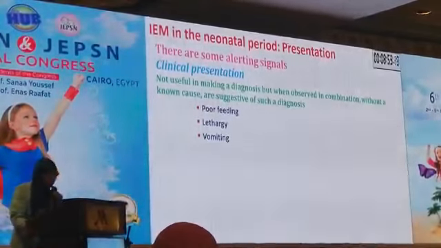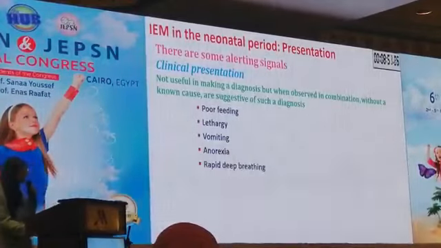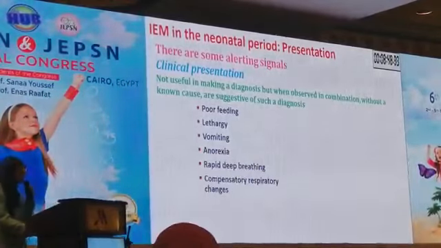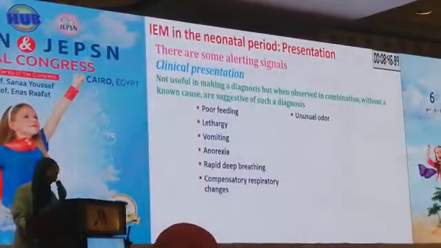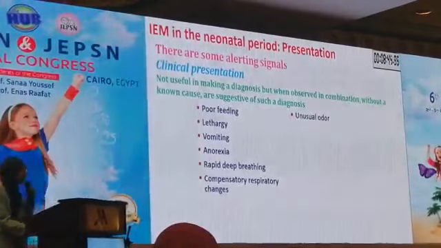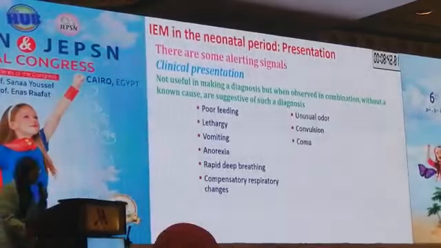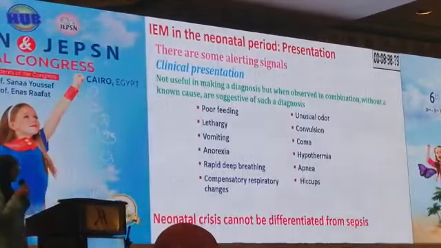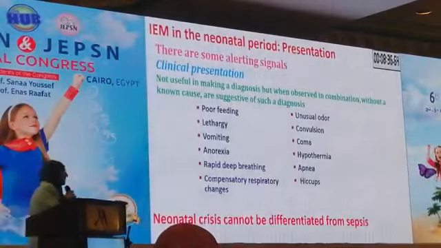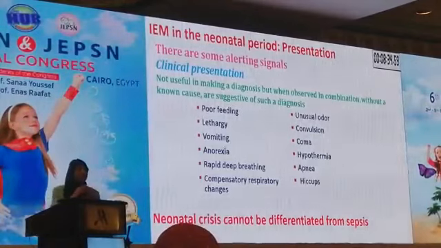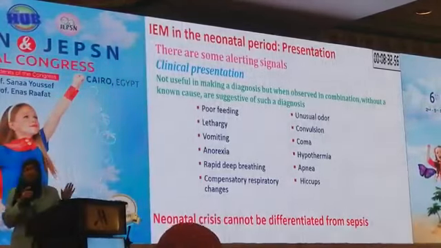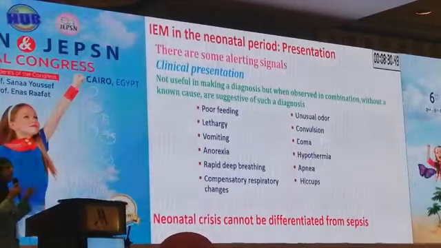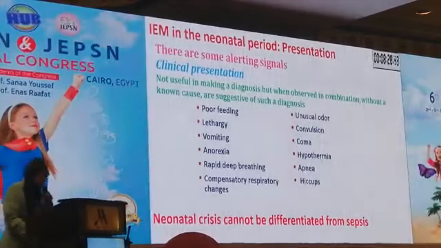Anorexia, rapid deep breathing, compensatory respiratory changes, unusual odor like maple syrup in case of maple syrup urine disease, convulsion, coma, hypothermia, and apnea. Hiccups. Neonatal crisis cannot be differentiated from sepsis, and as I told you, very important, septic workup has to be done in parallel with the metabolic workup because this is very important.